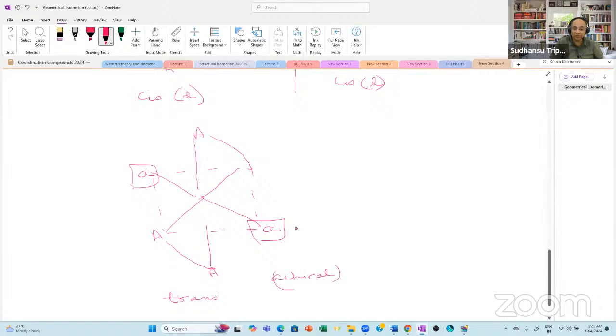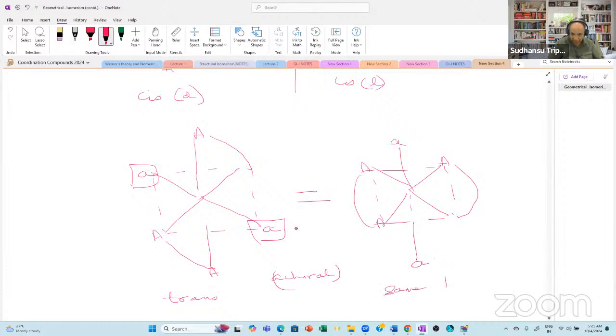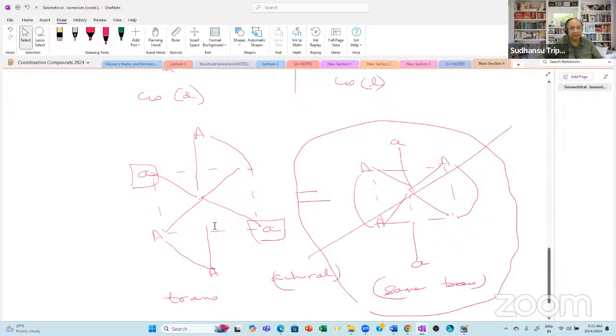Whether you write this or you write the trans like this, AA this side, this is the same. They are superimposable. AA. Same trans. Write it down in a round box. It's not to be counted.